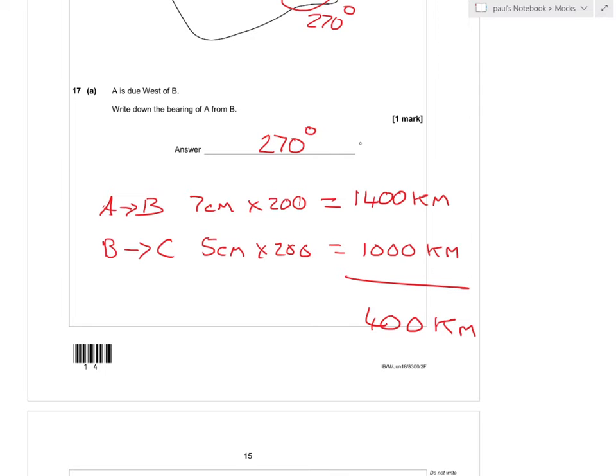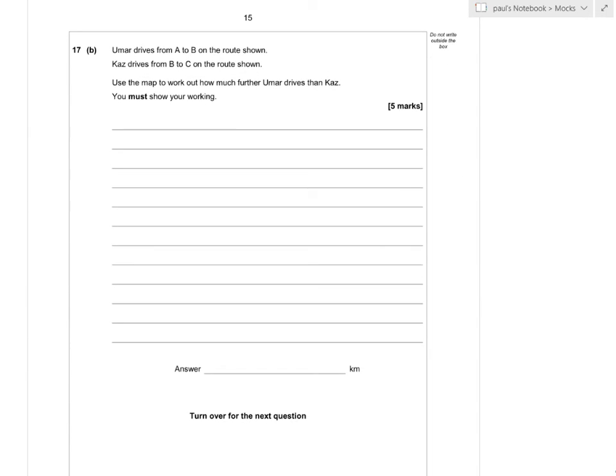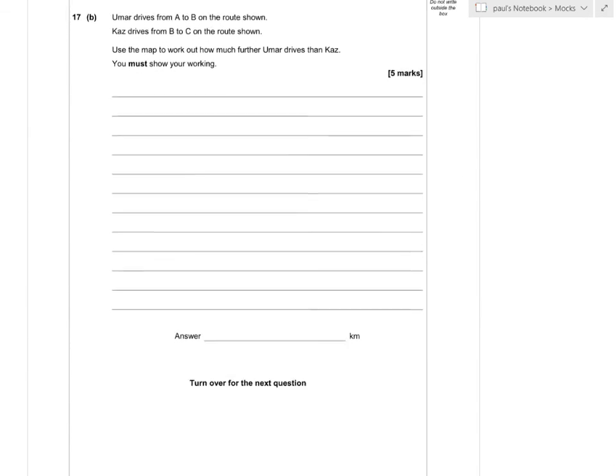It just seems such a long way to drive, doesn't it? Yeah. Now you will be allowed a little bit here and there, depending on how good your measurements are. But that does seem a long way to drive. That's like, ugh.